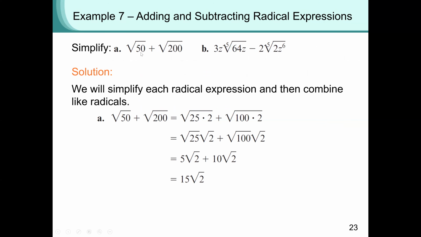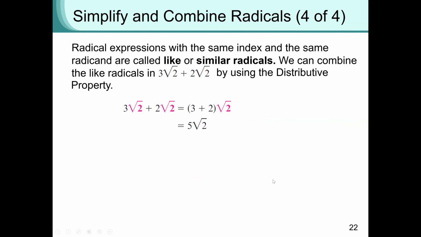Next time we have root 50 plus root 200. They are all the same root. But there's a trick here. The previous answer was very simple because they gave us the unit root 2: 3 root 2 plus 2 root 2. So it's the same unit. We had 3 plus 2, then we get 5 root 2.